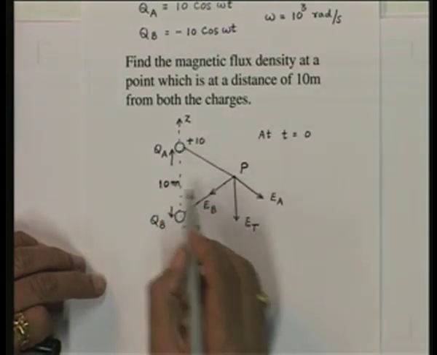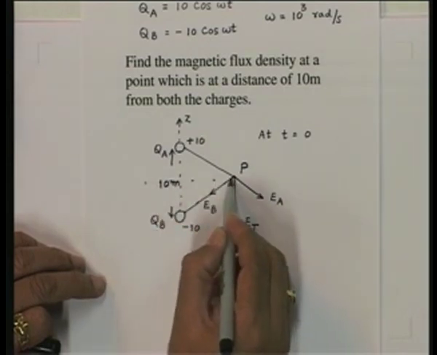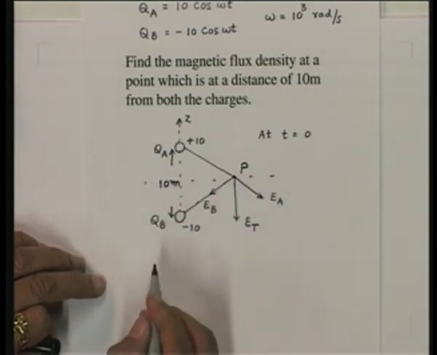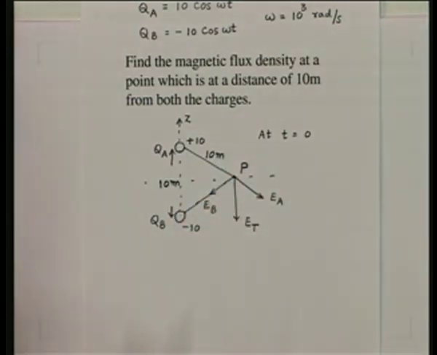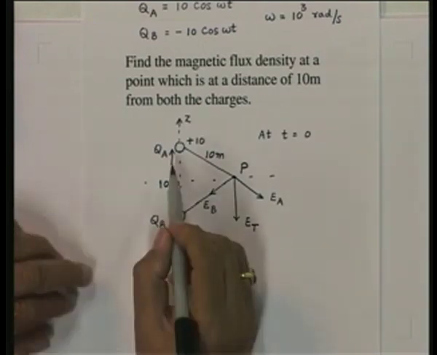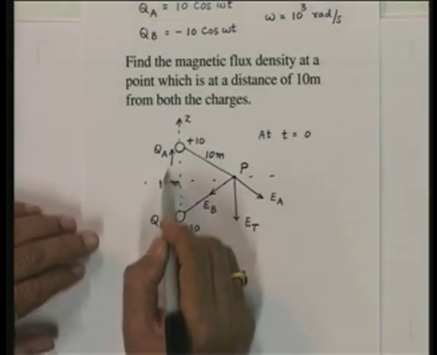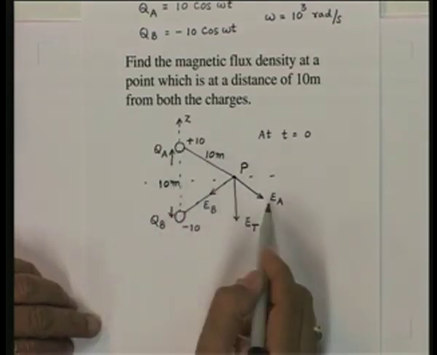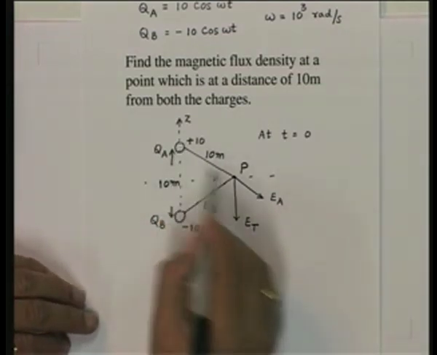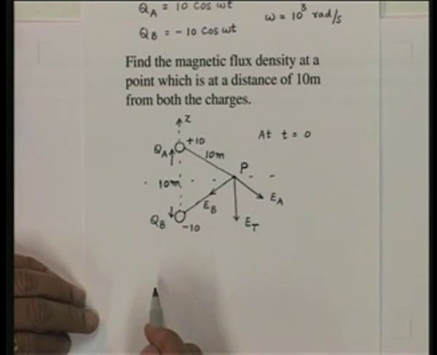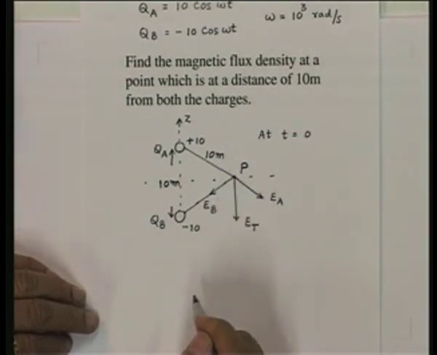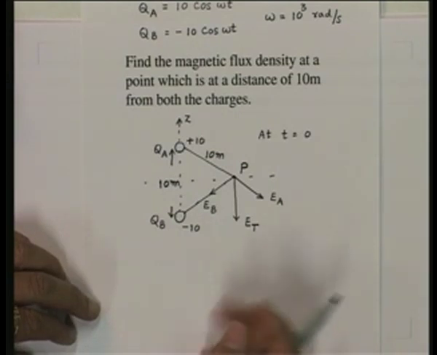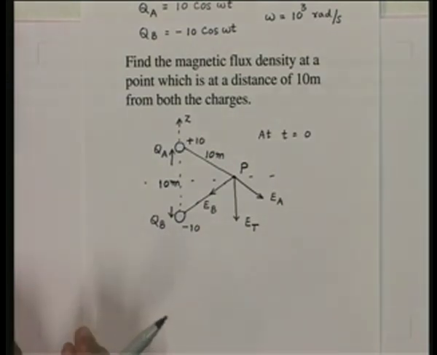That means it is along this line of symmetry. So, this is 10 meters and this distance also is 10 meters. Now, firstly, since we are having time varying charges here, we can find the electric field due to these two charges at this location P. So, you will get an electric field which will be time varying. Then we can go to Maxwell's equations, and from there we can find the corresponding magnetic field.